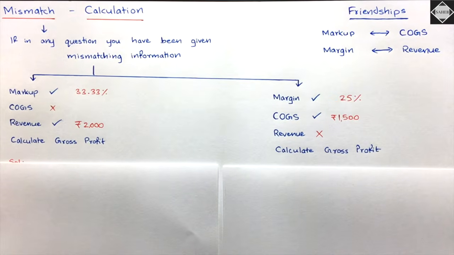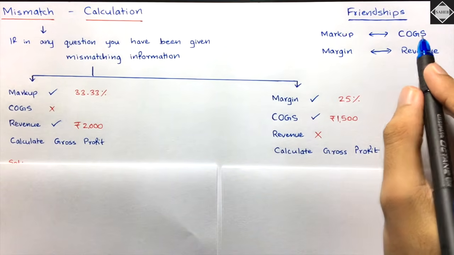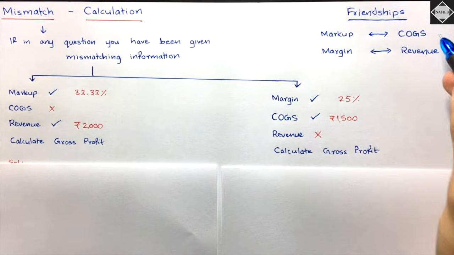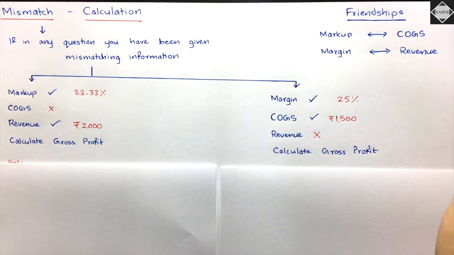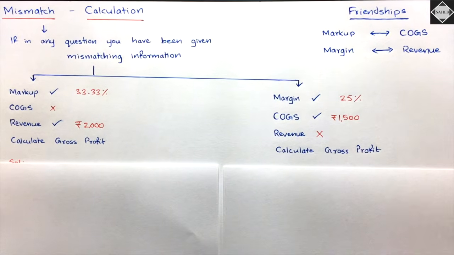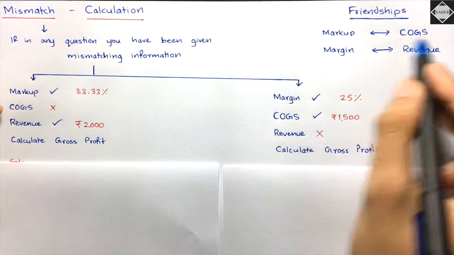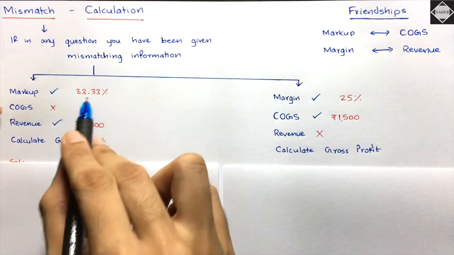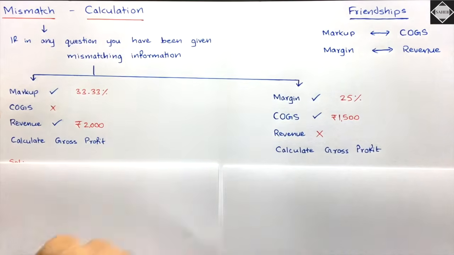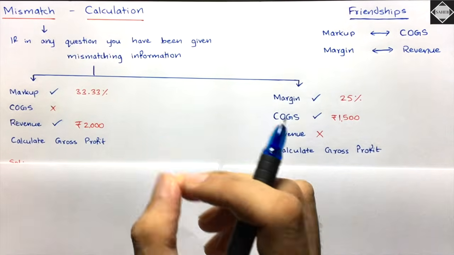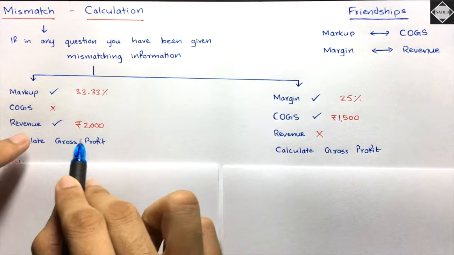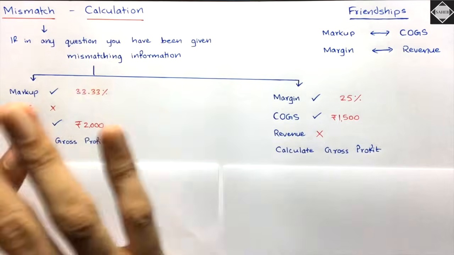So see here, you already know that markup's friend is cost and margin's friend is sales, right? Technically we say cost of goods sold and revenue, right? So see here, two cases can happen. In a question you will be given markup and cost of goods sold. The friend of markup will not be given. If the friend of markup is not given, you cannot apply this 33.33% and calculate the profit. No, you cannot directly apply. If you apply 33.33% on 2000, the revenue, then you will get the wrong answer. That would not be a gross profit.